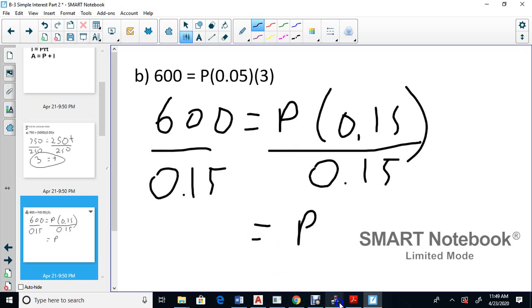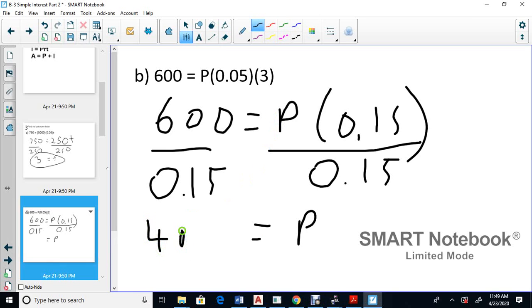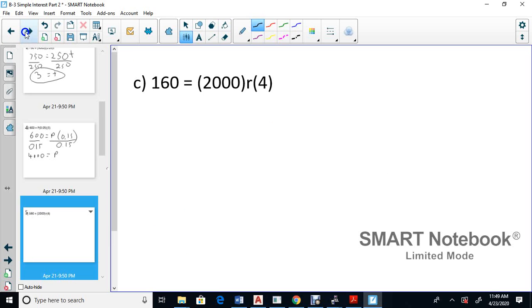So let's go to our calculator because I can't do this one in my head. So it's 600 divided by 0.15, 4,000. So we would have started off with $4,000. So you're noticing now we're going to find the other letters. We're not going to find I and A. Instead, we're going to find P, T, and R. Oh, the R's stuck in the middle.